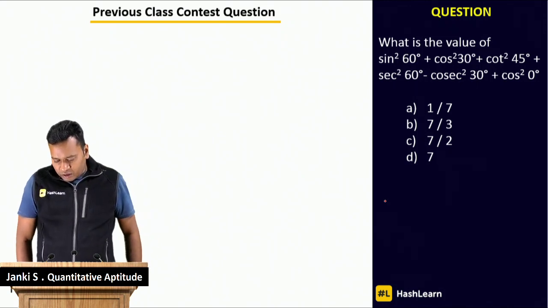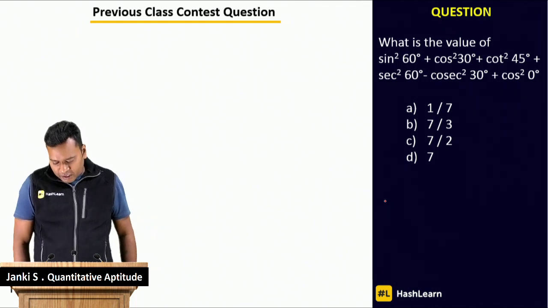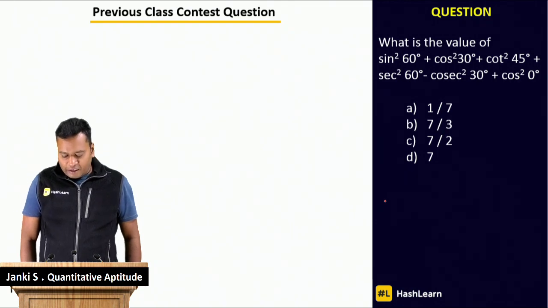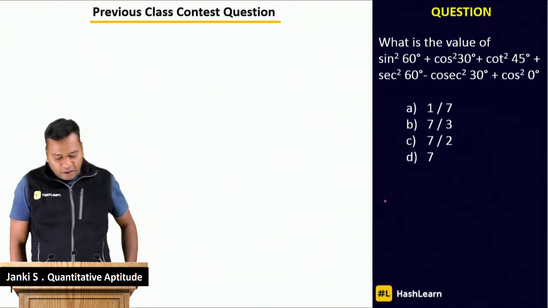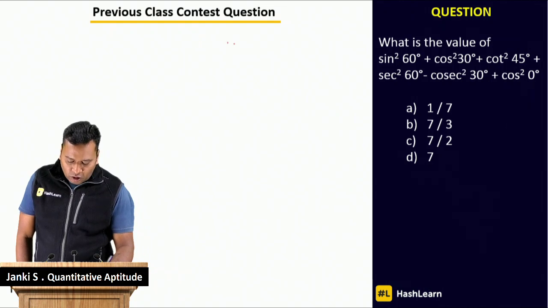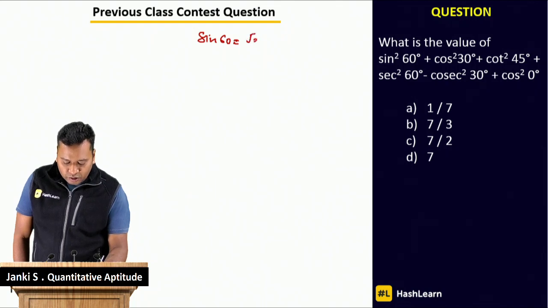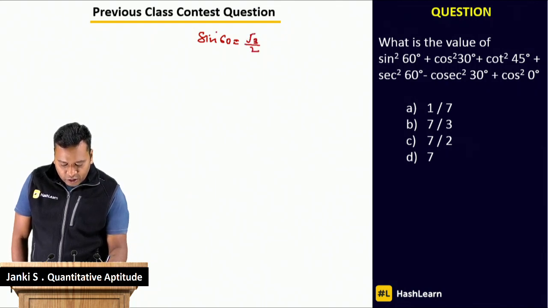So here, what is the value of sine square 60, cos square 30, cot square 45, sec square 60, cosec square 30 and cos square 0? Let's try to identify. So for that, let's talk about the values first. So how much is sine 60? Sine 60 is nothing but root 3 by 2. That means sine square 60 now is nothing but 3 by 4. That's the first value here.